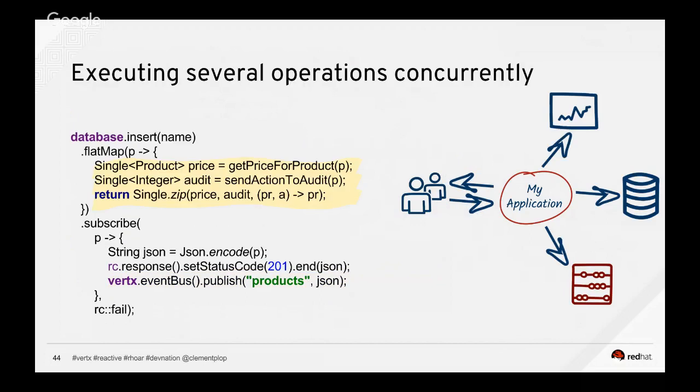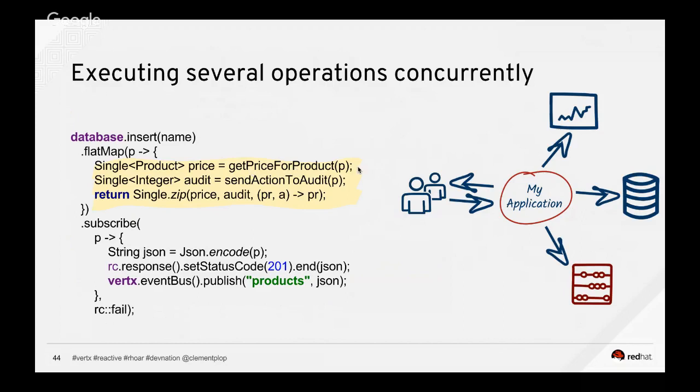Okay, and the last thing we wanted to do is to call the audit system here. But what I can do is get the price and call the audit at the same time. I don't care to do that in a sequence. I can do that at the same time. And this is what is done by these 3 lines here.